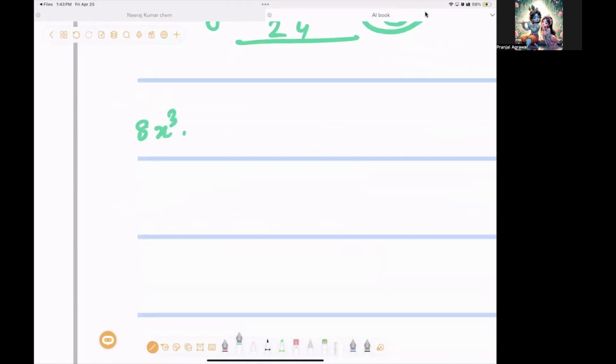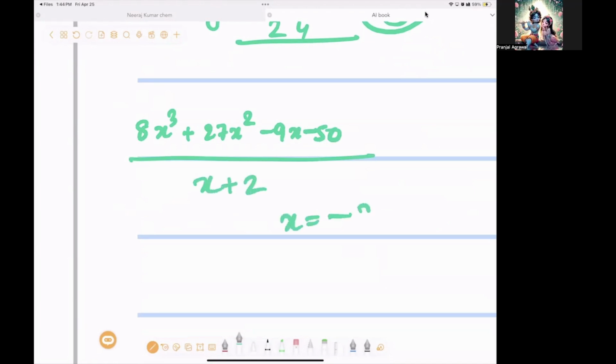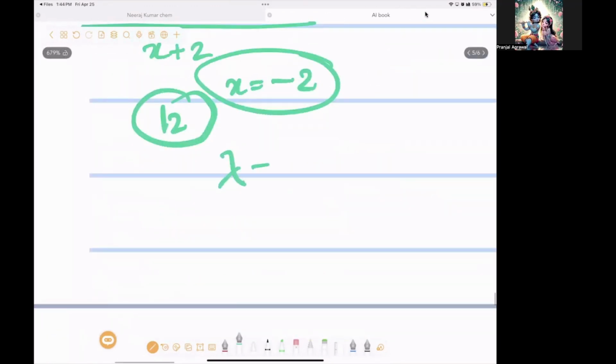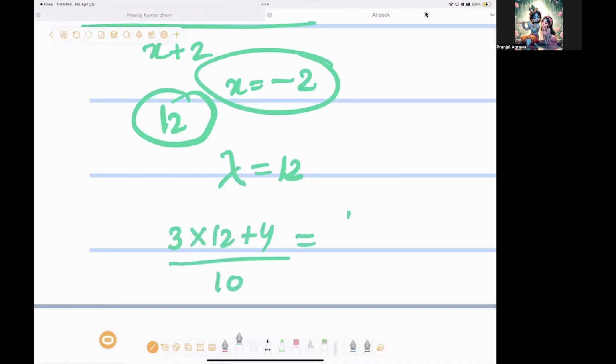8x cube plus 27x square minus 9x minus 50. This is divided by x plus 2. So simply put x is equal to minus 2. Whatever comes will be the answer. So we'll get 12. Then the remainder is lambda. So remainder lambda is 12. And then we are going to substitute it: 3 into 12 plus 4 by 10. So this comes as 4.